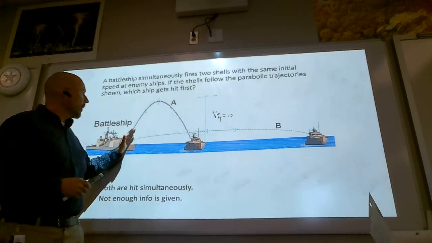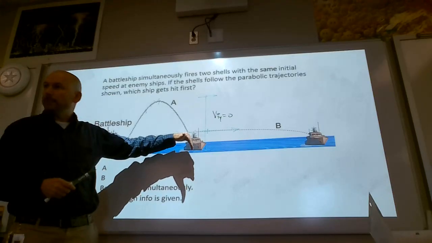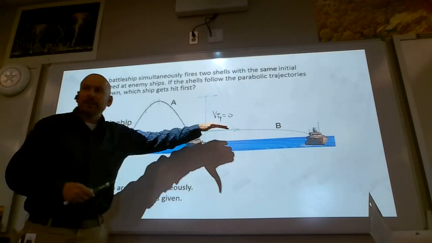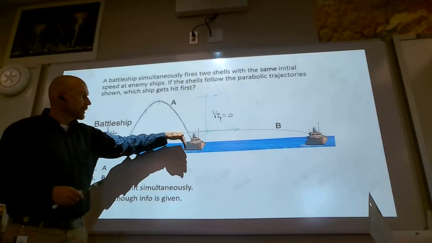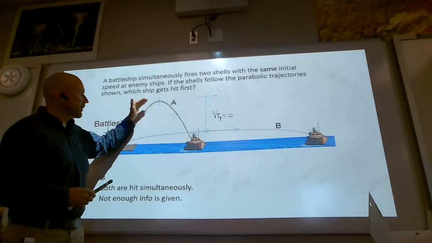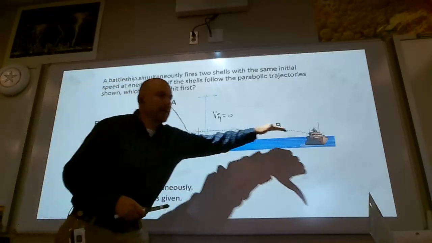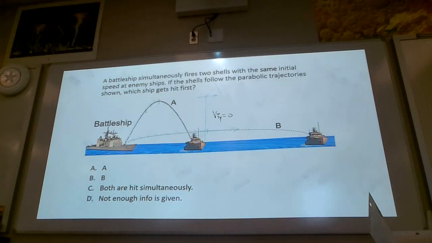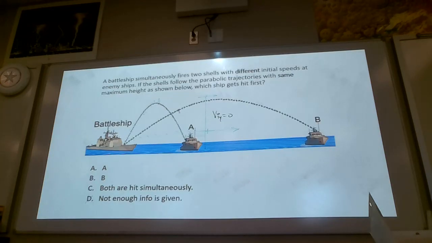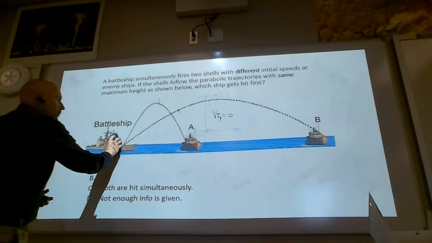Now, the time up equals the time down. So if it takes longer for this to come down, it's going to take longer for this to go up and down compared to this up and down. B gets hit first, based on how high it went. Good with that? How are we doing? Okay. Last question.